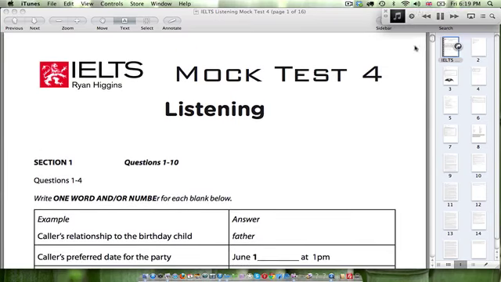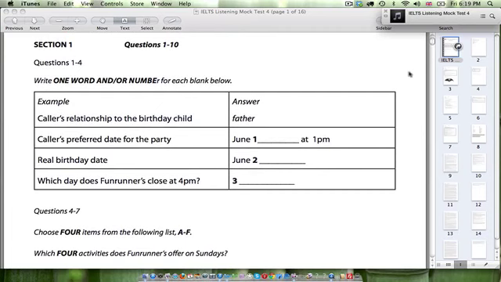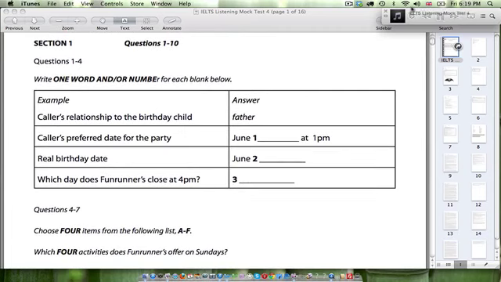10 minutes to transfer your answers to an answer sheet. Now turn to Section 1. Section 1. You will hear a father book a birthday party for his son at a children's activity centre.